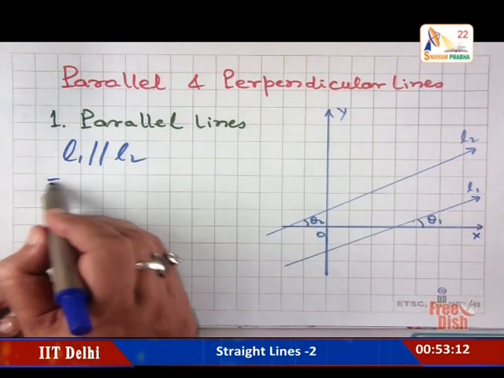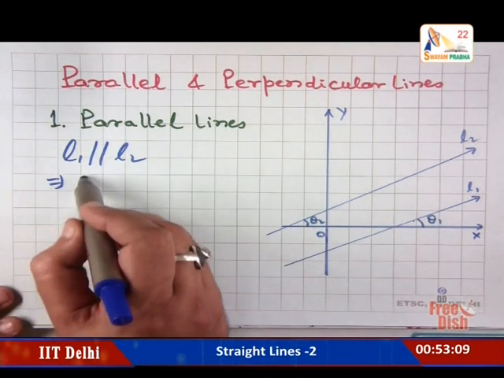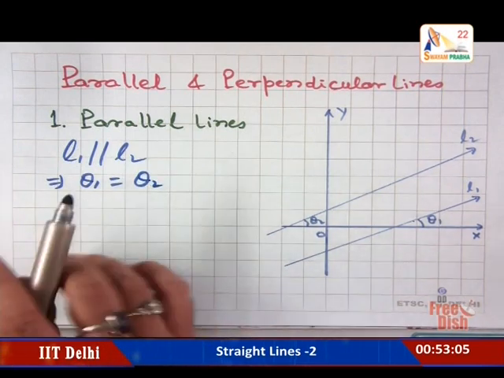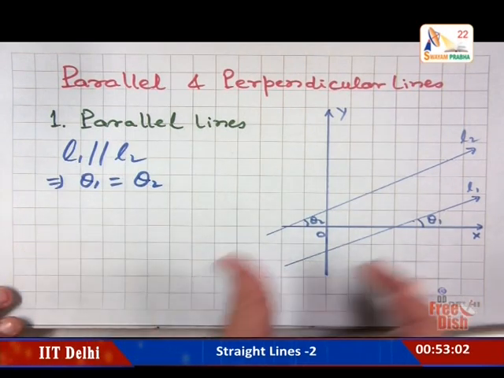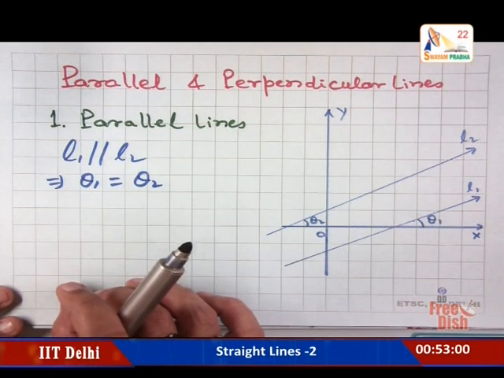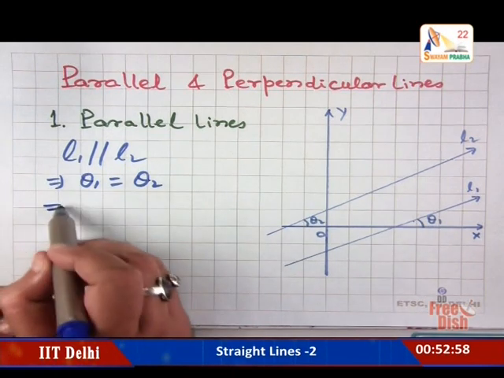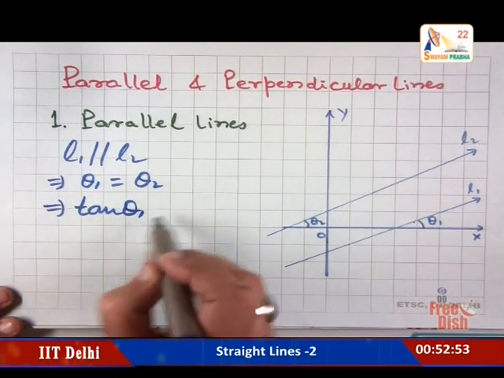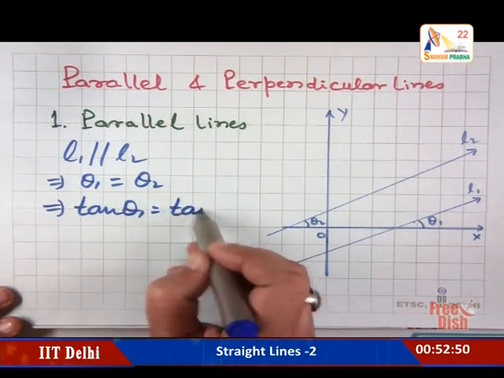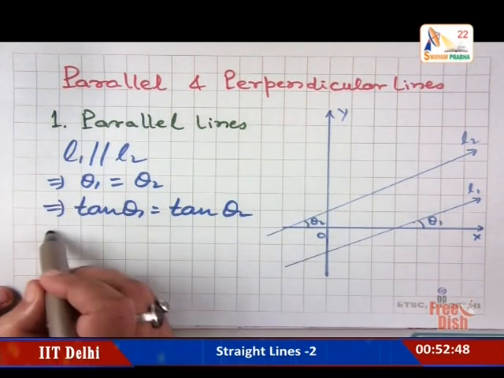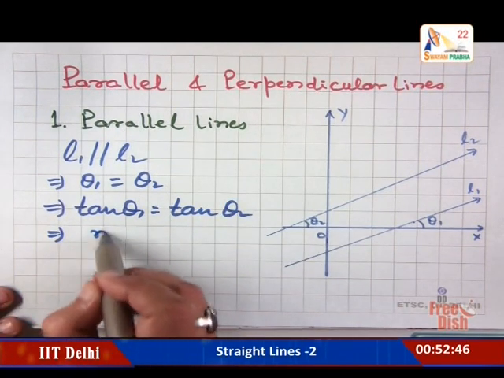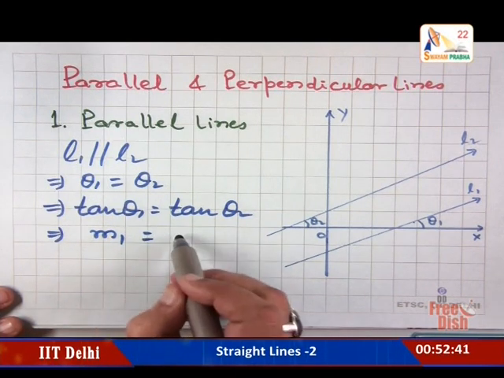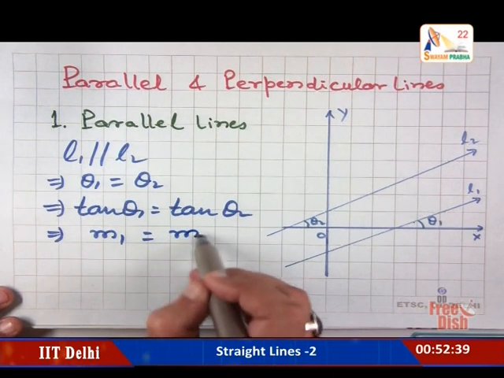This implies theta 1 is equal to theta 2. Why? Because these two angles are corresponding angles. If theta 1 equal to theta 2, it means tan theta 1 equal to tan theta 2. This implies tan theta 1 is what? Slope of line L1, and tan theta 2 is slope of line L2.